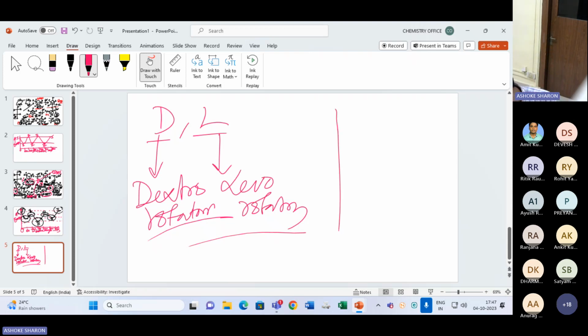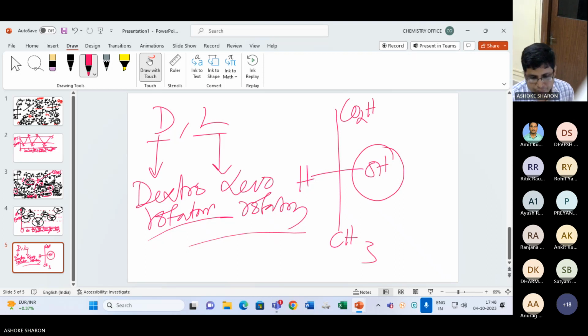So the theory is you have to draw the longest alkyl chain in the vertical line. If I consider lactic acid, the formula is CH3, CHOH, CO2H. So the longest chain is the 3 carbon one, which I have drawn in the vertical line. If the OH group is on the right side in the Fisher projection formula, then we call it D.